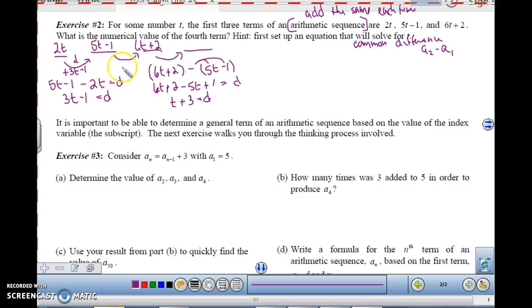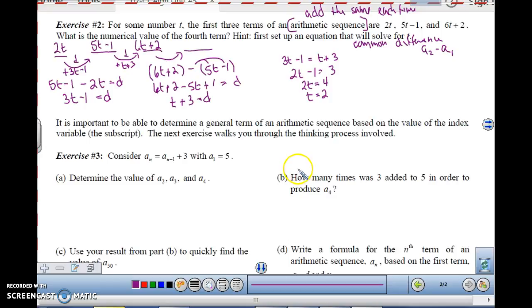Okay, now since this is a common difference, these two differences should be the same. So set them equal to each other. 3t minus 1 is equal to t plus 3. Solve for t. Subtract the t here. That's going to give you 2t minus 1 is equal to 3. Add the 1. 2t is going to equal 4. So that makes t equal to 2.